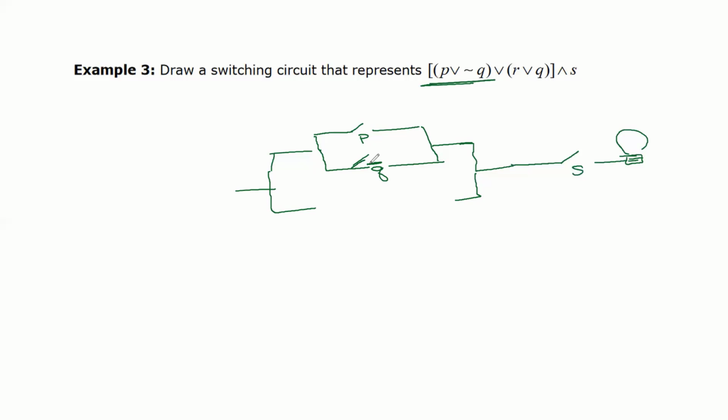And the second or statement is R or Q. So we have R and we have Q. And here's our switch. So the or statements, P or not Q, R or Q, and we're oring both of those. And then finally, we have an and S at the end. Luckily, we don't make truth tables for things that big.